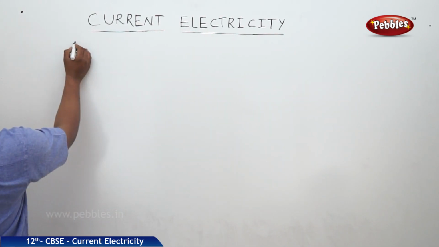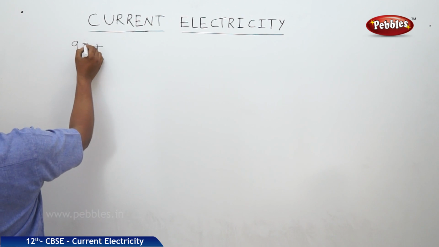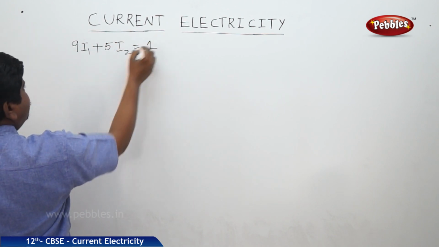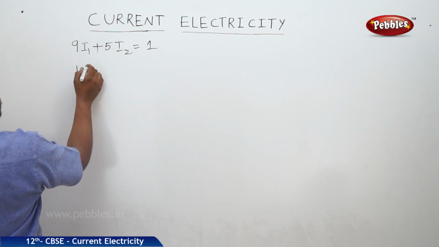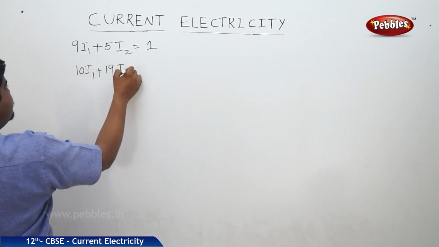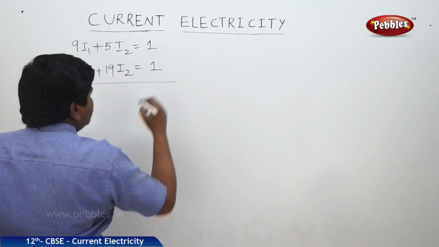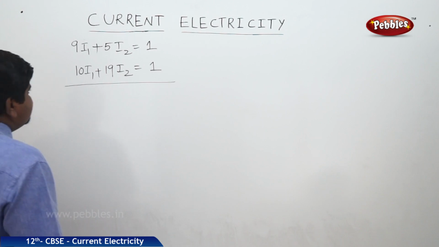The two equations, 9I1 plus 5I2 is equal to 1. Second one, 10I1 plus 19I2 is equal to 1. Now we will solve these two equations. Then what is the solution of these equations?